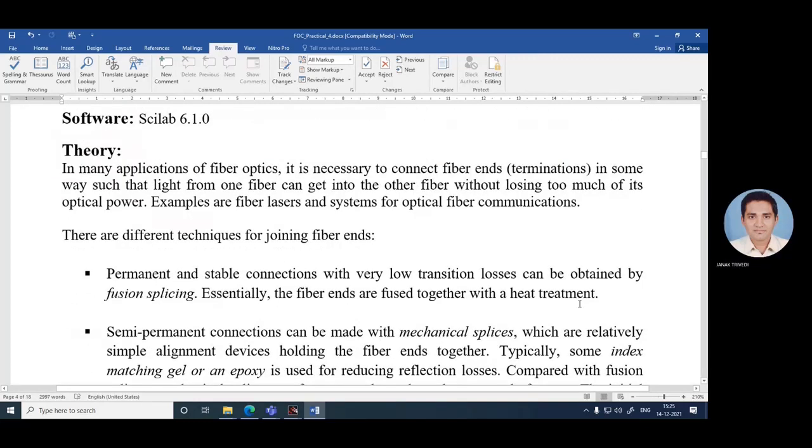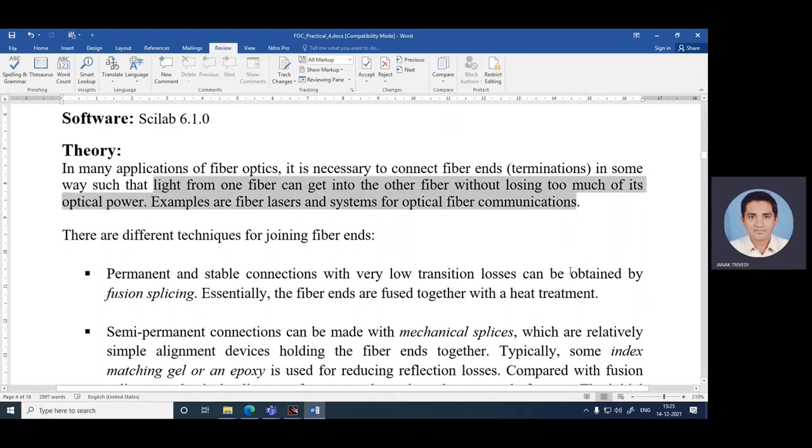Theory. In many applications of fiber optics, it is necessary to connect fiber ends, termination, in some way such that light from one fiber can get into the other fiber without losing too much of its optical power. Examples are fiber lasers and systems for optical fiber communications.